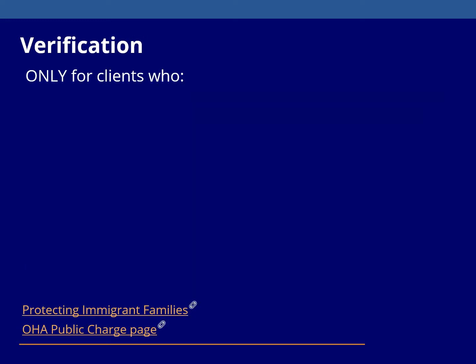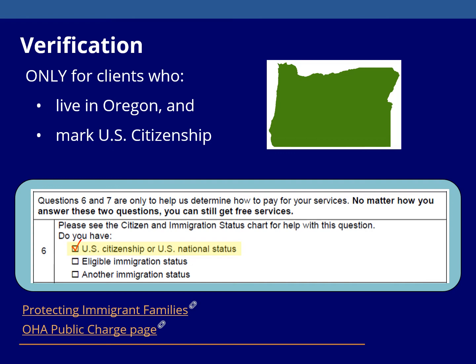In order to protect these clients, we started using a different funding stream for clients who mark eligible immigration status on the enrollment form. This means that we only verify the income and citizenship of clients who indicate that they live in Oregon and are a U.S. citizen. If a client indicates that they have either eligible immigration status or another immigration status, their information stays within the RH program and is not shared with federal agencies. For more information on public charge, we recommend going to the Protecting Immigrant Families and/or the OHA public charge webpage.